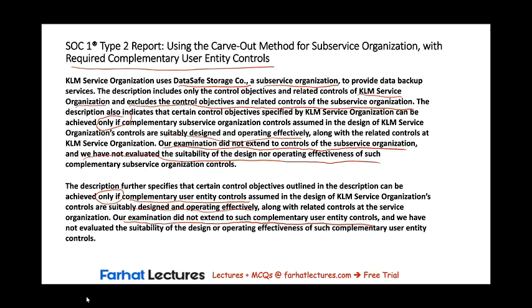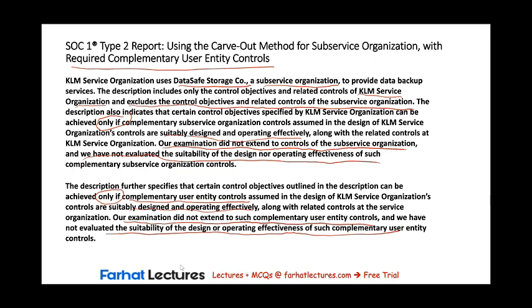Now imagine that the service organization has 100 user entities. Can we go over and examine the controls of each of these 100 user organizations? That would be impossible. So as you're going to see later, even when we're using the inclusive method, we're always going to exclude the complementary user entity controls from our examination. And we're not going to evaluate the suitability of the design or operating effectiveness of such complementary user entity controls.